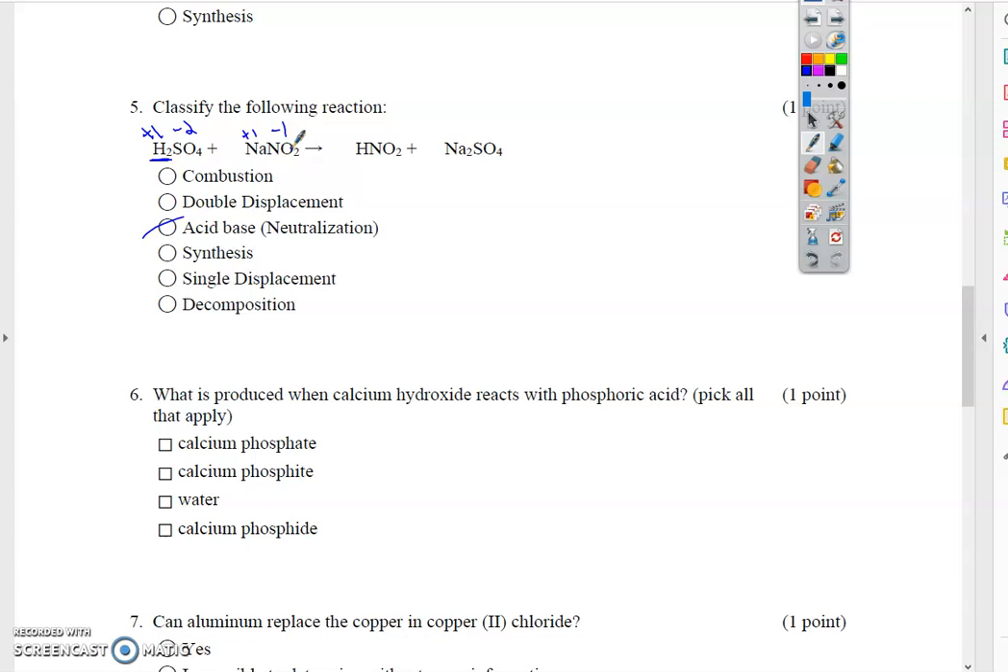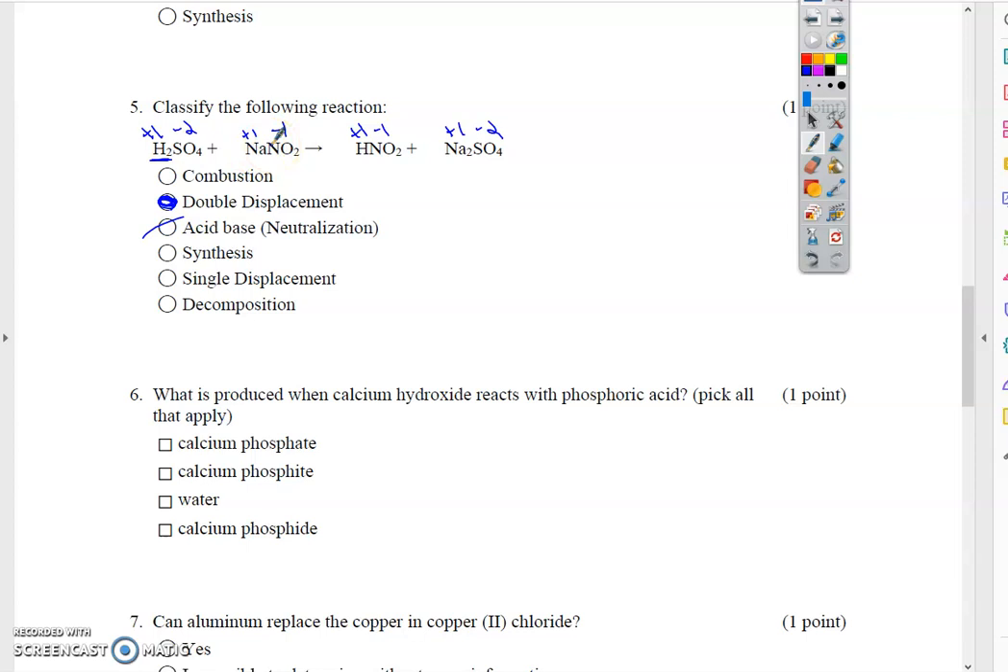You get nitrous acid and sodium sulfate. So you get the pluses and minuses really switching partners. So this ends up being double displacement. And really an acid-base we consider to be a special type of double displacement. It's just for it to be acid-base, one thing has to be an acid, which this is. But sodium nitrite is not a base, so it's not acid-base.